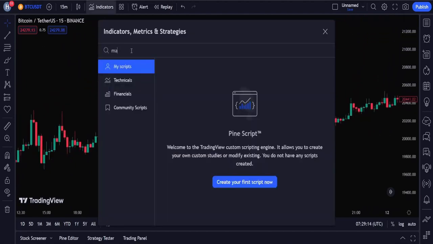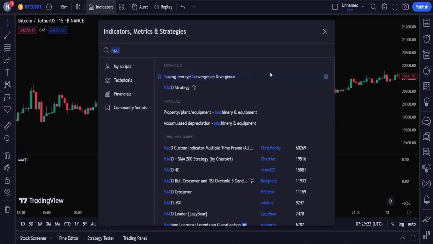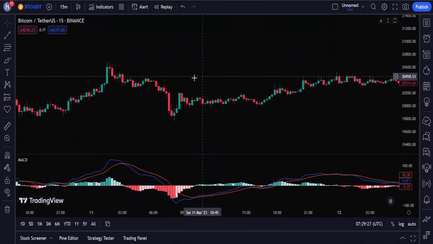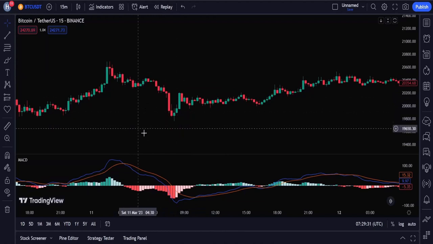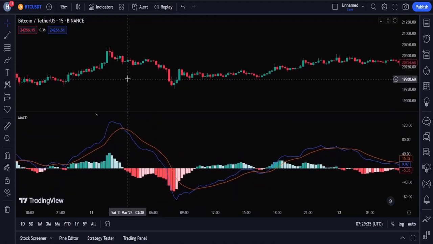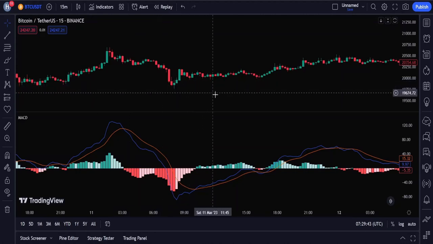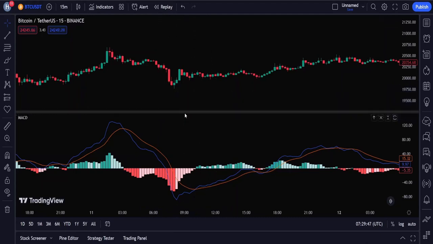In the Indicators section, we will search for MACD and add this Moving Average Convergence-Divergence indicator to the chart. This is a popular technical analysis tool used by traders to identify trend changes and potential buy or sell signals in the financial markets. It consists of 2 lines, the MACD line and the signal line. The MACD line is calculated by subtracting the 26-day exponential moving average from the 12-day EMA. The signal line is a 9-day EMA of the MACD line.